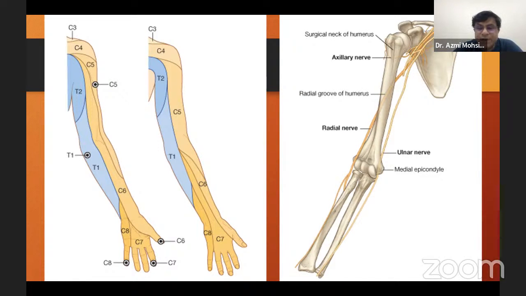By the way, in this diagram, which nerve of the arm is not in intimate relation to the humerus, if it's asked? Which nerve in the arm is not in contact with the humerus? There are two nerves: the musculocutaneous and the median nerve. These two nerves do not touch the humerus in the arm. Okay, let's move further.